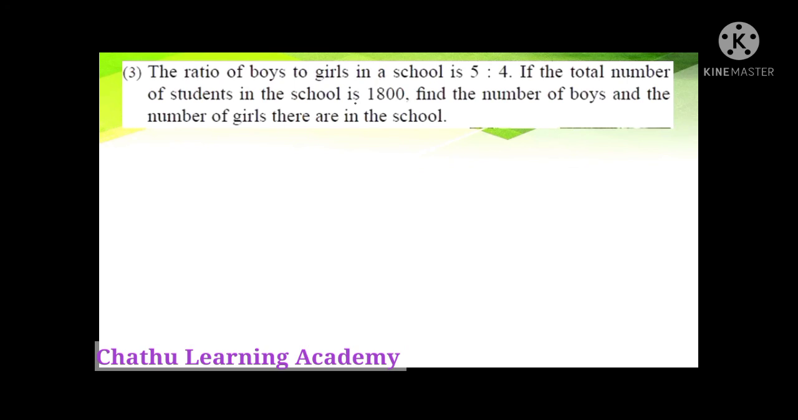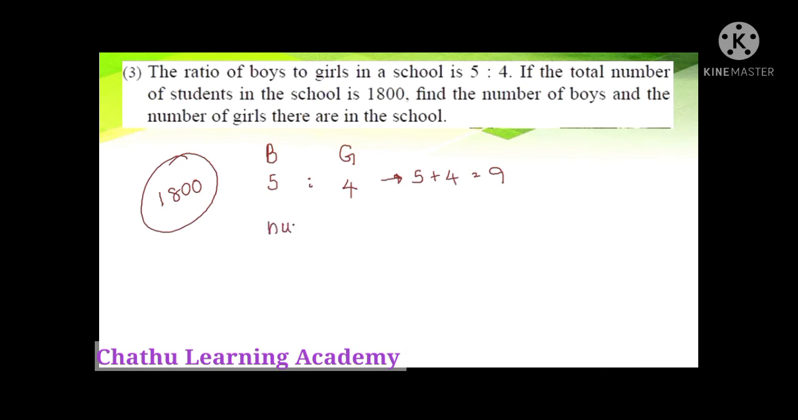The ratio of boys to girl. Boys to girl 5 is to 4. If the total number of students, total number එක දීලා තියෙනවා 1800. Find the number of boys and the number of girls there are in the school. දැන් මෙතනදිත් මේ තියෙන්නේ කොටස් වලින් අපි කියද්දි මෙතන කොටස් 5කට කොටස් 4යි. එහෙමනම් total number of parts එනවා 5 plus 4, 9. Then this total number of parts in 1800. මේ කොටස් 9ට අදාළ value එක වෙන්නේ 1800.